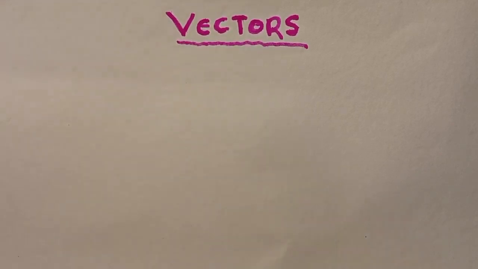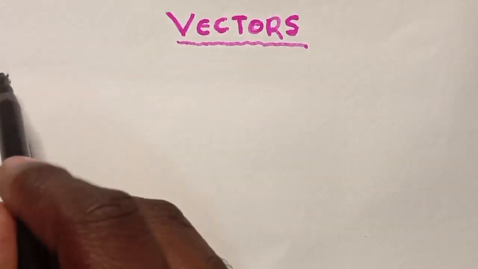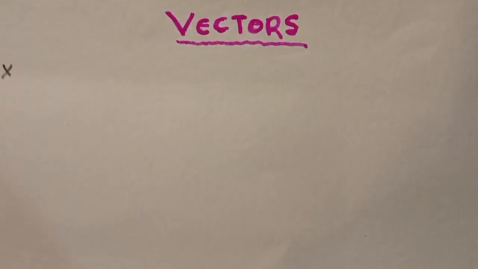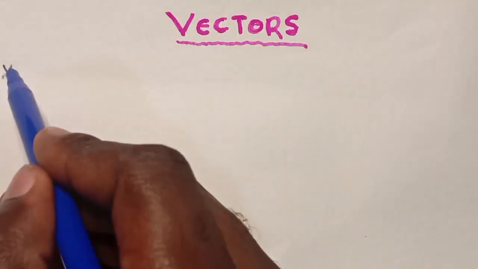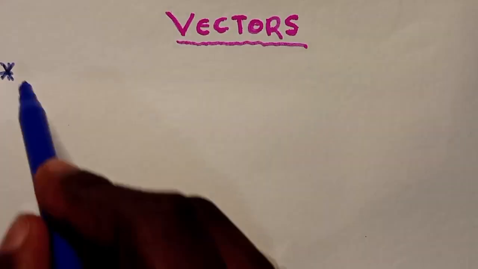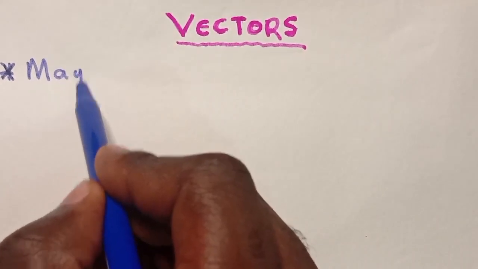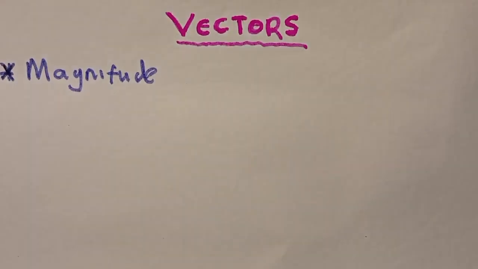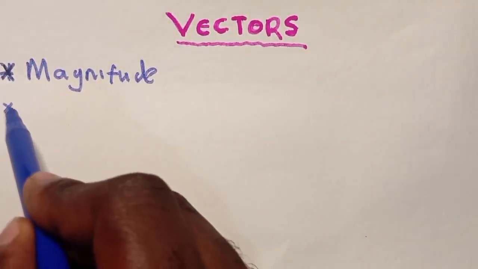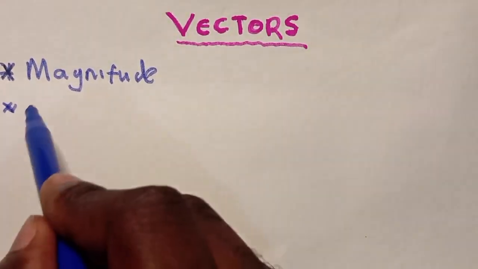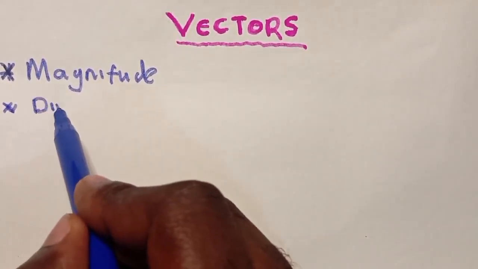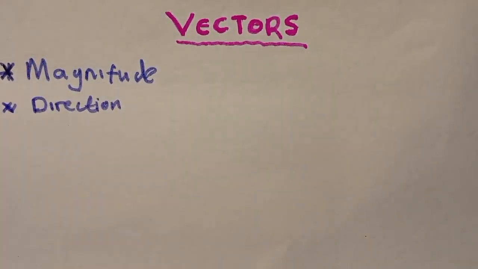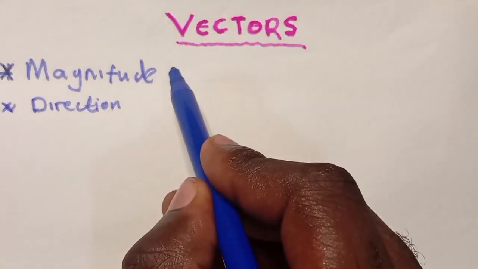A vector is a quantity that has magnitude, and it also has direction. So vectors have both magnitude and what? Direction. The magnitude is just the size.